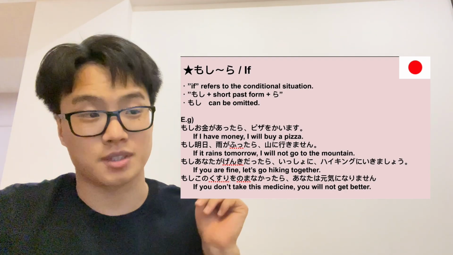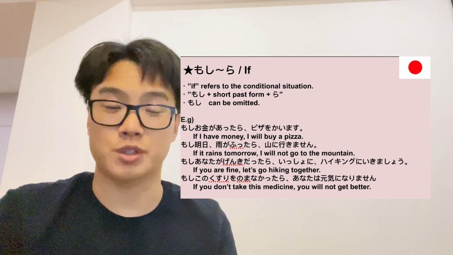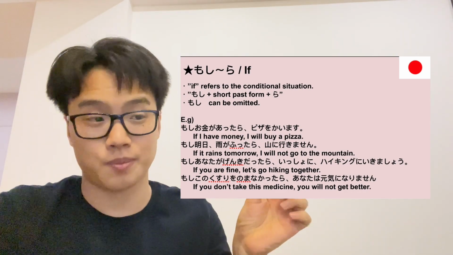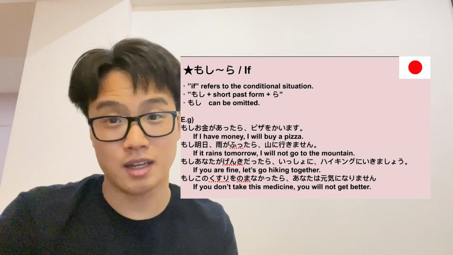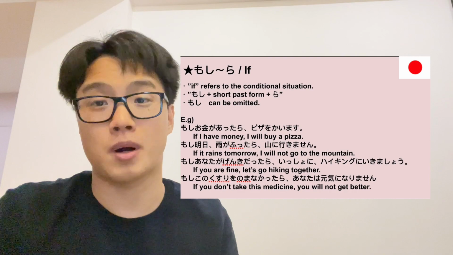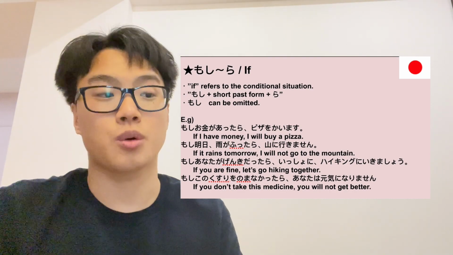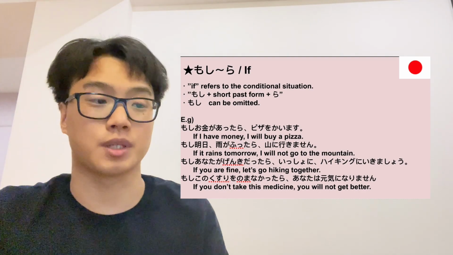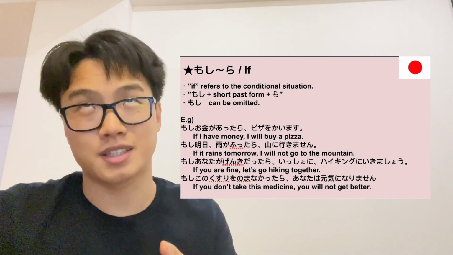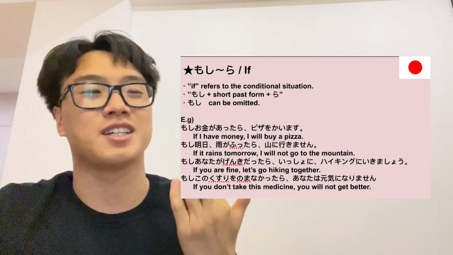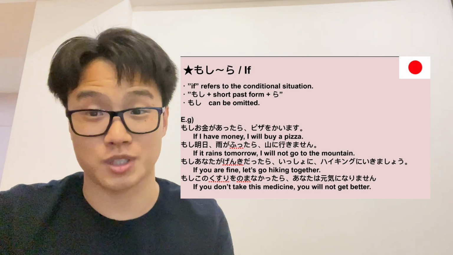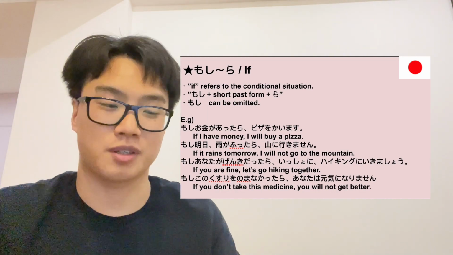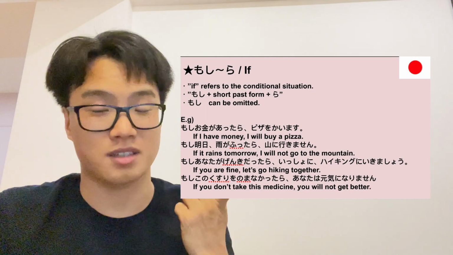Now let's take a look at today's expression, grammar. もし, if. So if refers to the conditional situation, and the structure of this grammatical expression is like this. もし plus short past form plus ら, and afterward, the second part of the sentence will be added. And also, the first もし can be omitted depending on the situation. It's not really necessary. We don't need to add もし all the time. We can omit もし. I think it's better to take a look at the actual examples and we will see how this expression can be made.